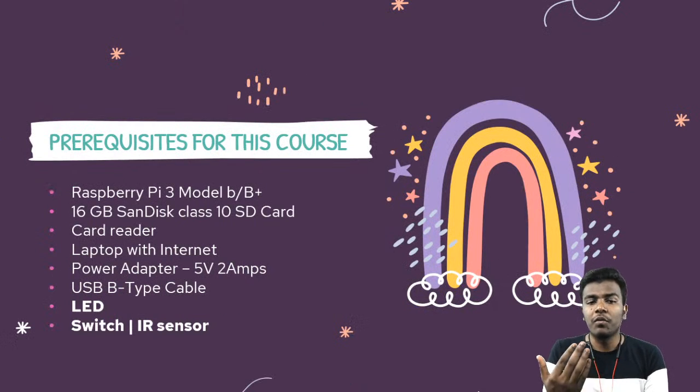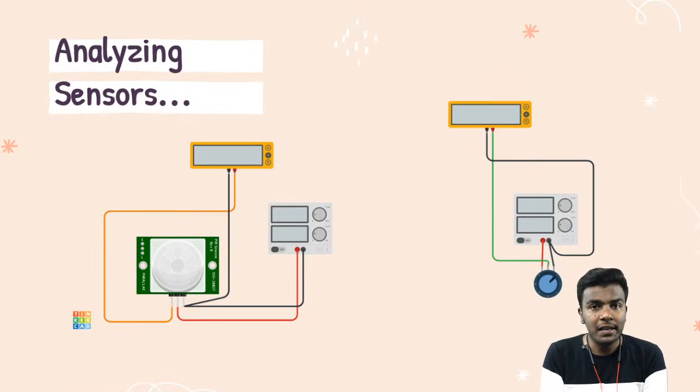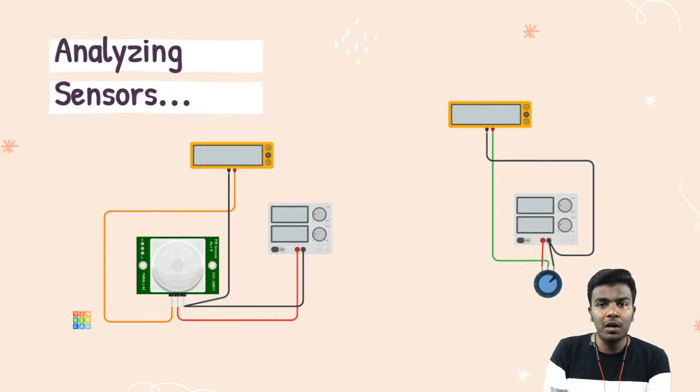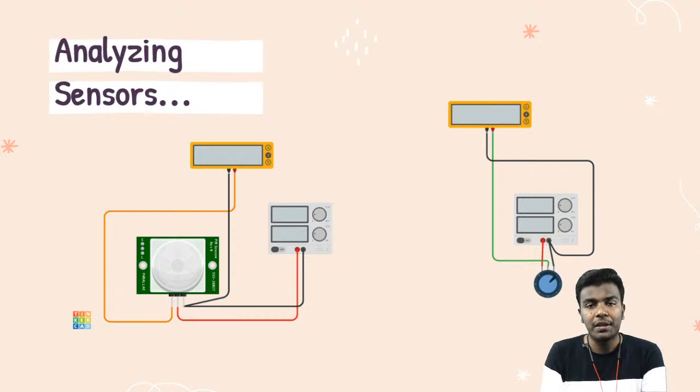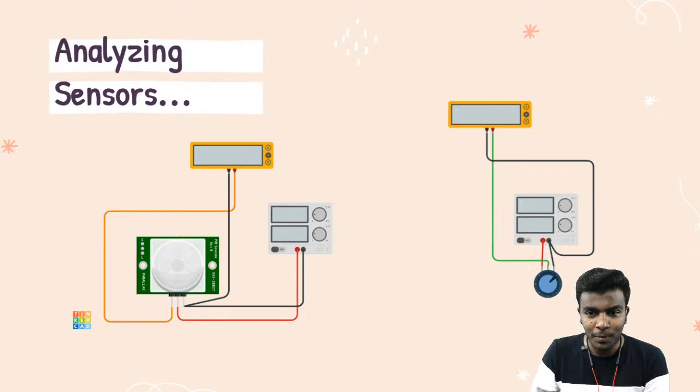Prerequisites: apart from the basic hardware we require, here we are going to use an LED with a 330 ohm resistor, a switch, and an IR sensor. Before going further, we first need to discuss the basic embedded system, so don't forget about these diagrams.